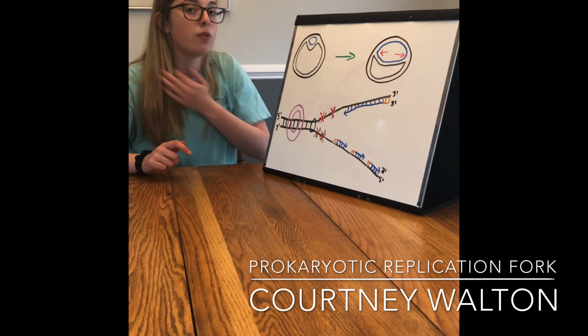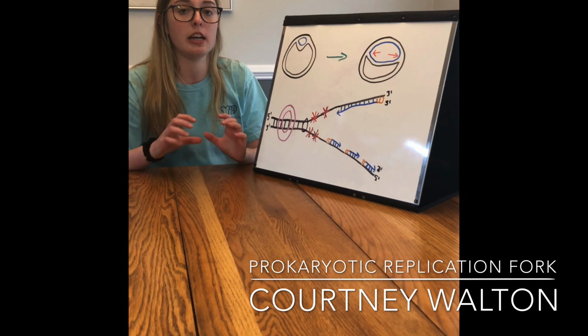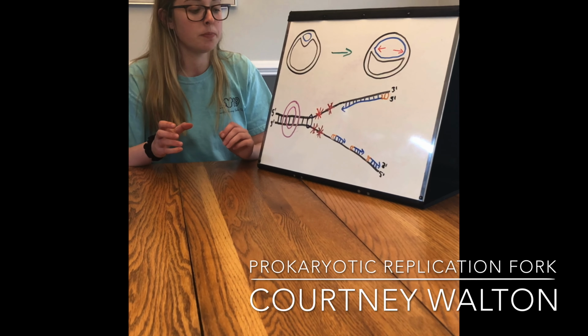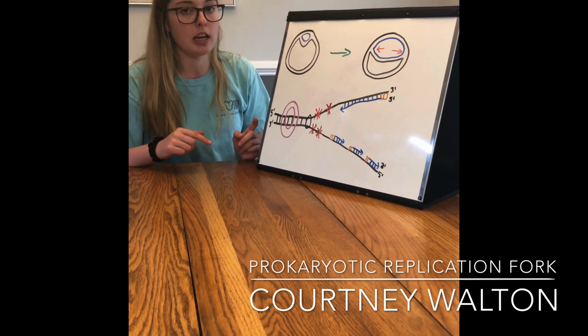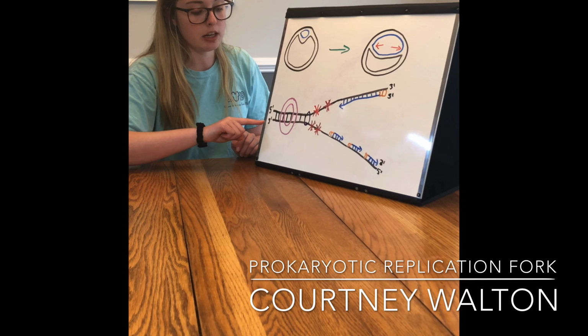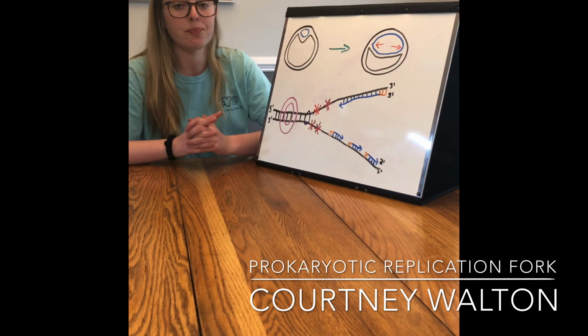The replication fork is where single-stranded DNA is unwound from the double-stranded DNA helix. So in order to understand a replication fork, it's important to remember that DNA is anti-parallel. So if you have a 5' to 3' strand, then the complementary strand is going to be 3' to 5'.